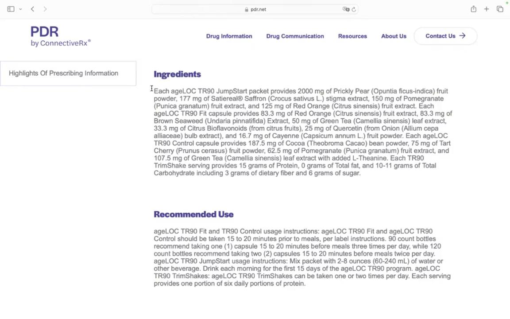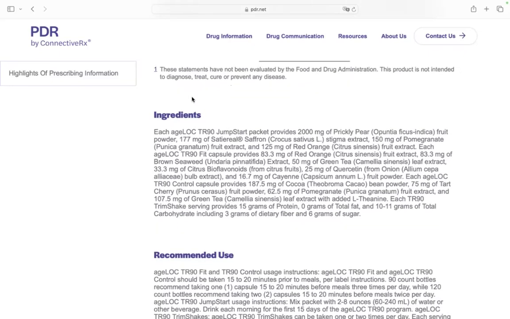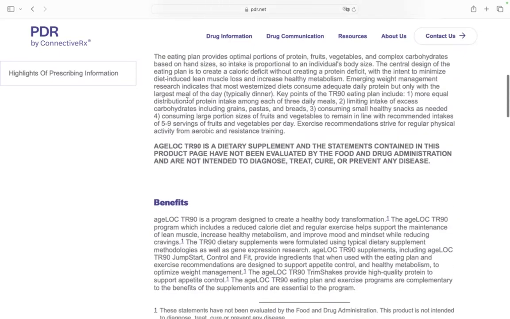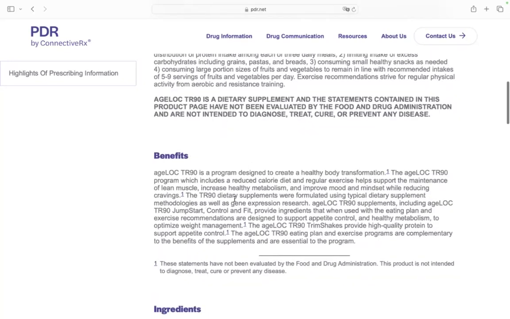So you can see the ingredients here are all natural. Then I'll say, you see, even here, they mention TR90 is a gene expression research, Ageloc TR90. You cannot anyhow write claims here when you cannot prove. I always tell my customers this, which is why being listed on the PDR is very important.